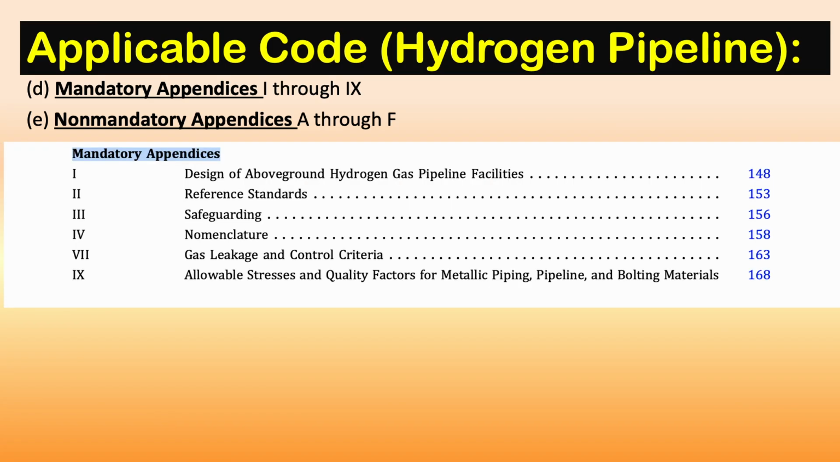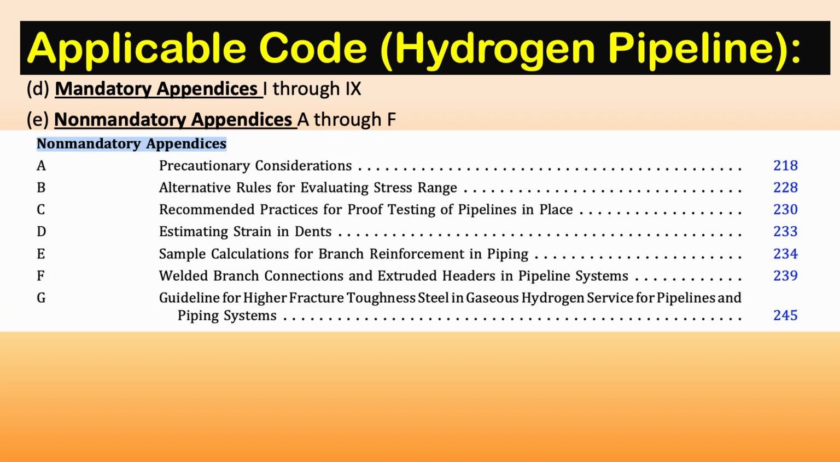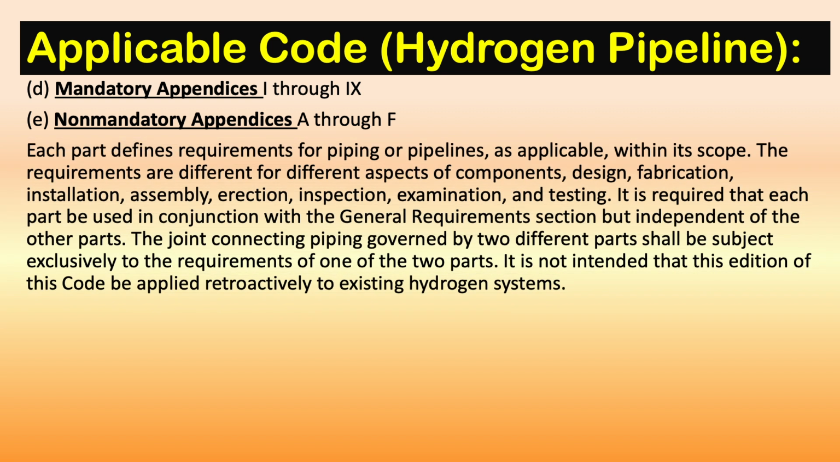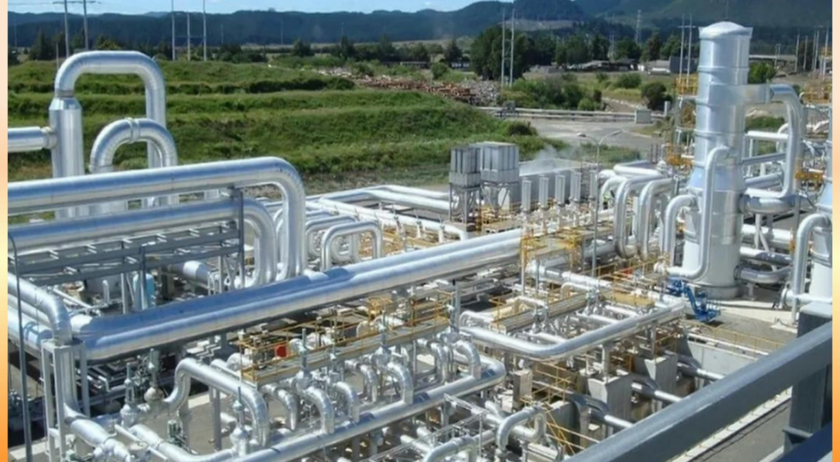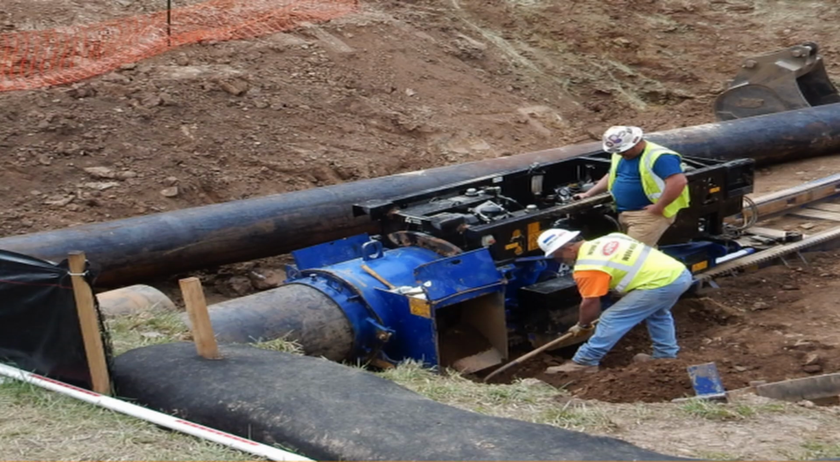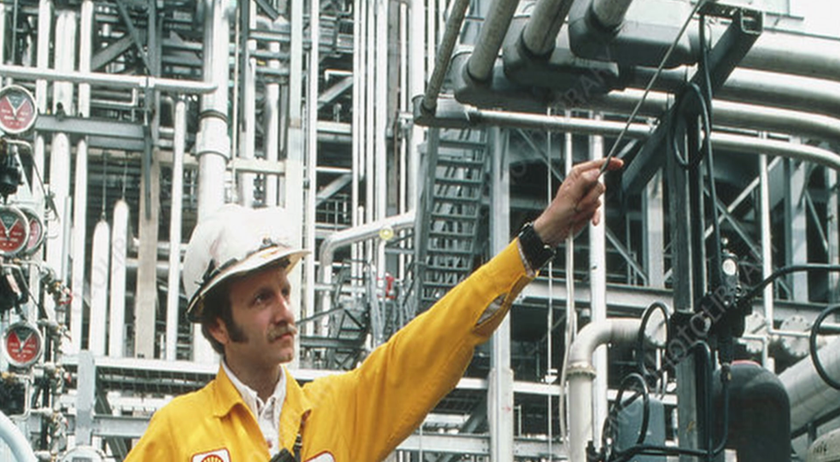There are two appendices. One is mandatory appendices from section 1 to section 9, and there are non-mandatory appendices from section A to section F. Each part defines requirements for piping or pipelines as applicable within the scope. The requirements are different for different aspects of components, design, fabrication, installation, assembly, erection, inspection, examination and testing.